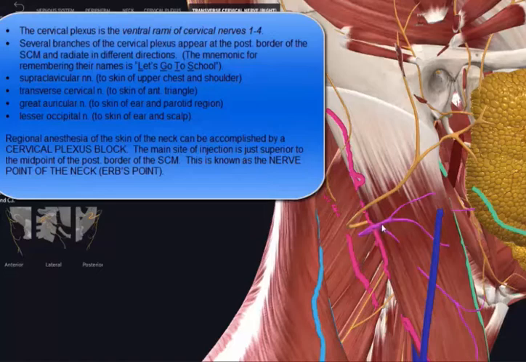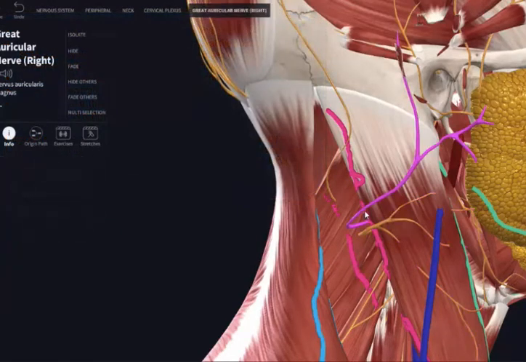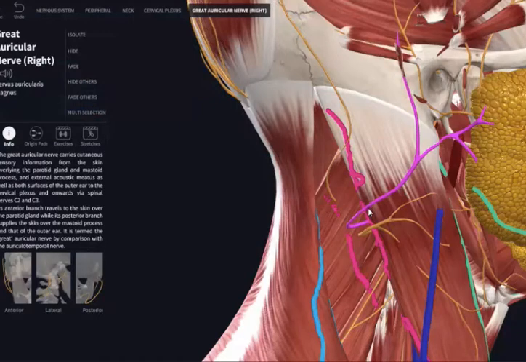You'll find, for instance, this one here, which is the transverse cervical nerve. This actually supplies sensory innervation to the anterior triangle. See if I can highlight this one. This is your great auricular nerve, and actually auricle means ear in this context, so that'll actually supply skin of the ear and the parotid region.